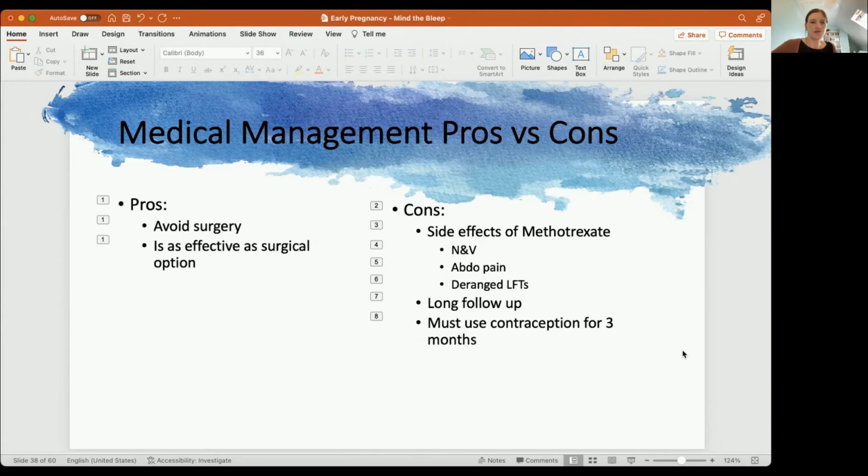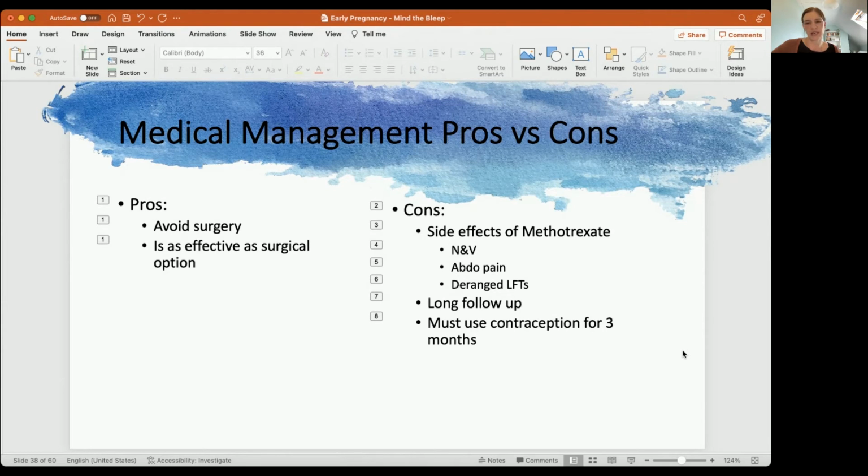The pros are that it avoids surgery. Obviously, that's good, and it is as effective as a surgical option. It is a very effective treatment for ectopic pregnancy. Very few fail. Very few need to go to surgery after two doses of methotrexate.